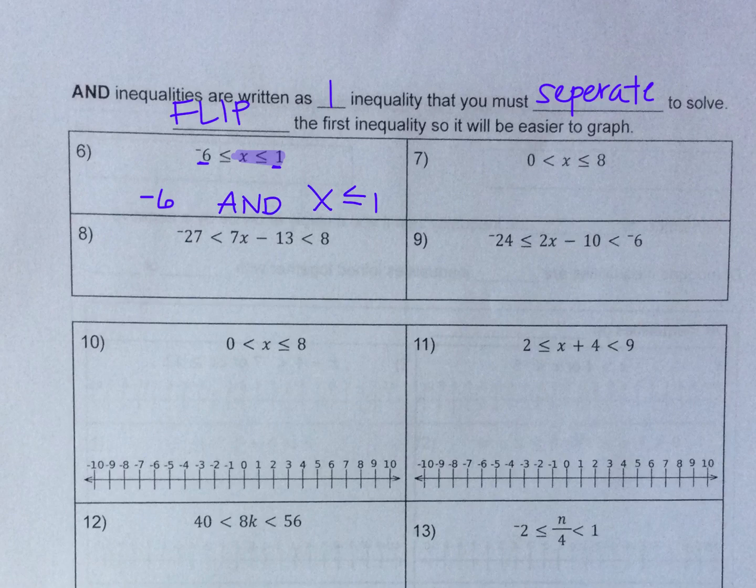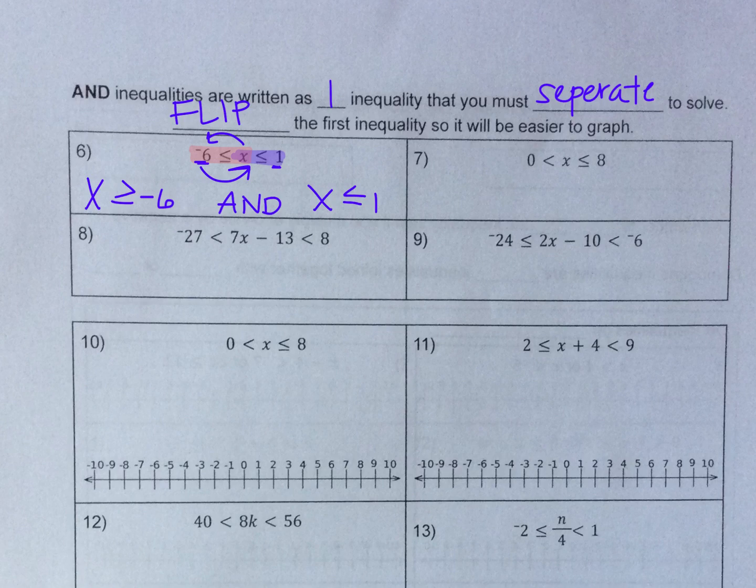In this other statement, it says that -6 is less than or equal to x. But I need to write my x first and my -6 second. So because I've flipped those over, I also need to flip my sign over. So that is how you separate those.